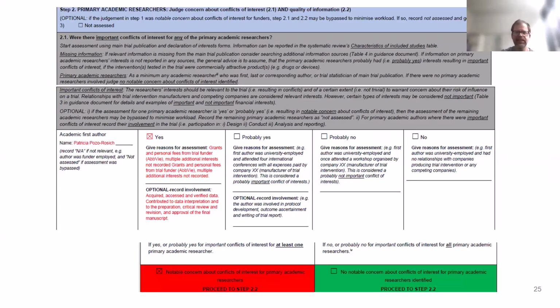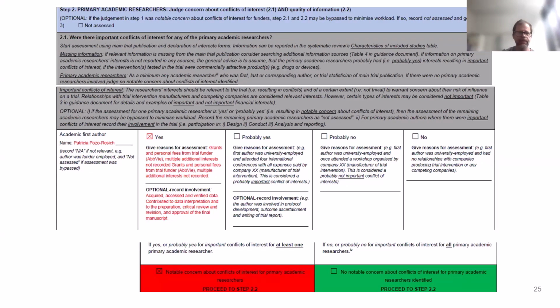In principle, we could have skipped the next step 2, because we already know that the trial will have notable concern on overall level about conflicts of interest due to the important conflicts of interest of the funder. But in this case, we also decided to look at the first academic author, the lead author of the trial, and we can see that this person had multiple financial relationships with one of the commercial funders, AbbVie. So in this case, we judged that there are important conflicts of interest of one of the primary academic researchers.